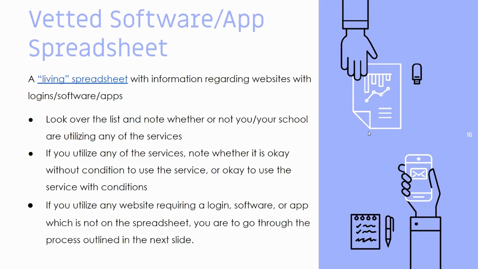We have a living spreadsheet in our district with information regarding the websites with logins, software, and apps that we use. I need for you to look over the list and note whether or not you or your school are using any of those services. And if you are using any of the services, you need to take note whether it's okay to use without condition, or if it's okay to use the service with some conditions. If you're using any website requiring login, software, or an app that is not on the spreadsheet, we're going to go through that process in the next slide, but it's important that it is on the sheet and that you go through that vetting process. So let's look at this living spreadsheet.